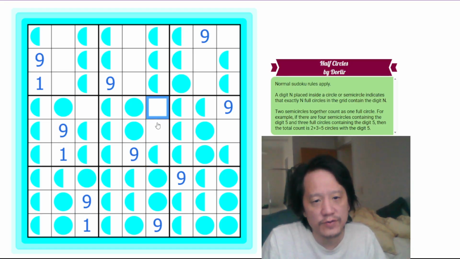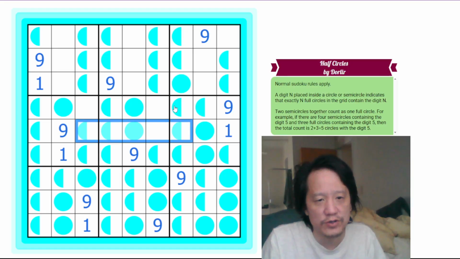1 has to be one of these 2, but in this right central box, 1 has to be here, which eliminates 1 from the rest of the row, so this can't be 1, which makes that 1.